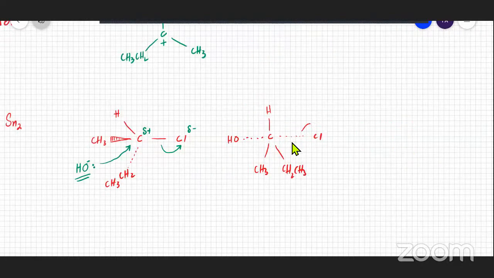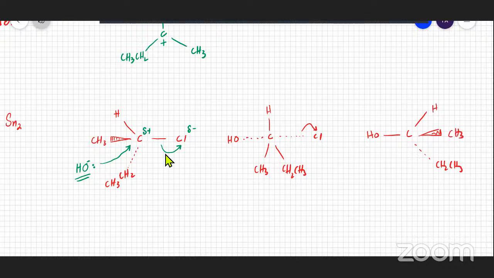So the C would now be bonded to OH, and all the groups that were on the left side would now be repelled and would be on the right side now. Why? Because the OH came in from this side, and not only did it push the Cl to the other side, all these bonds that were pointing on the left side are now pointing on the right side. Is this idea clear? Yes, sir.